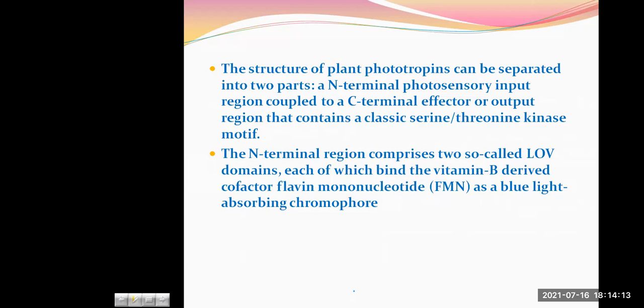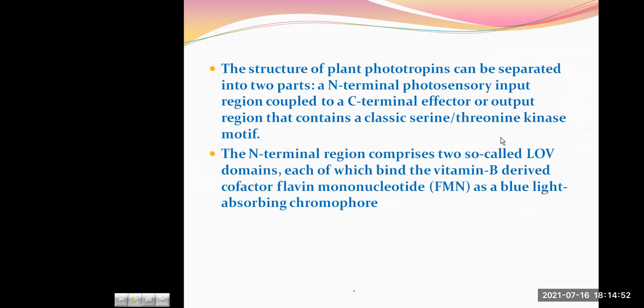In this case also, plant phototropins can be separated structurally into two parts, like most proteins. One terminal is the N-terminal, which is photosensory. Photosensory means it is elicited or activated by light. This N-terminal acts as the receiving end; it takes the input from here. The N-terminal is the photosensory input region, and it has a C-terminal effector region or output region.